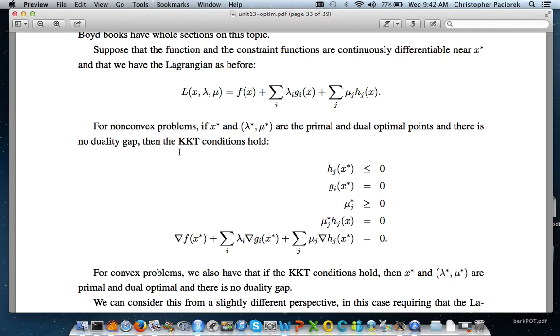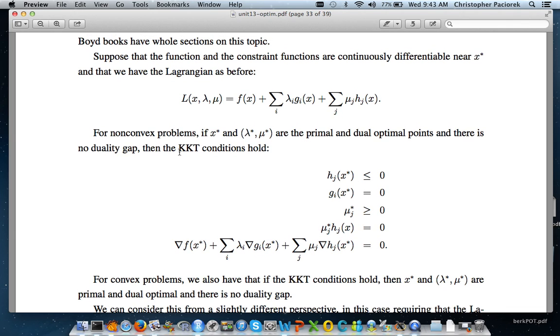And then these basically amount to just rewriting what those conditions were: the inequality constraints and the equality constraints. And then the mu values here, and these two conditions, go back to what I was talking about with the dual problem.